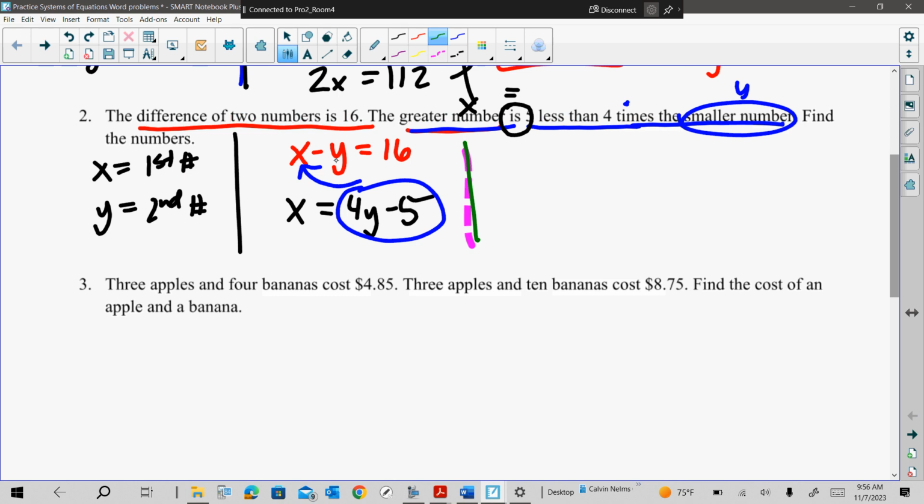4y minus 5. Then what? Minus y. Yeah. So now you need to do what? It's because we're combining like terms. Yeah, we're solving for y. All right, so if I have 4y minus a y, that's going to give me a total of 3y minus 5 equals 16.